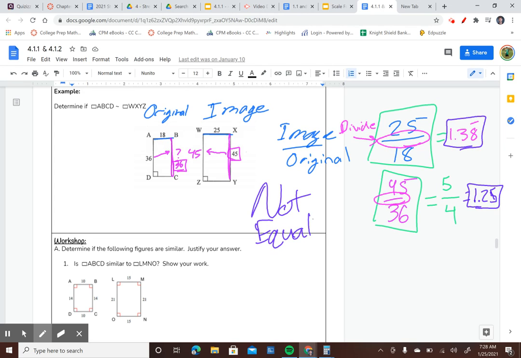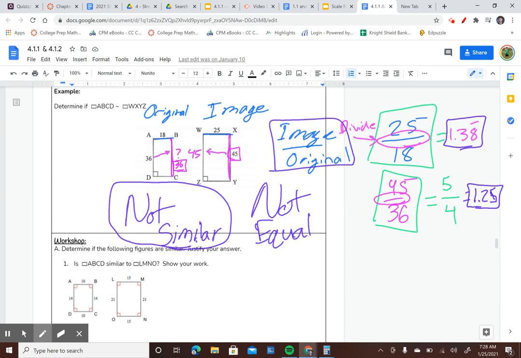And when they're not equal, then that means that these two rectangles are not similar. Because remember, they have to have ratios of their side lengths, right? Image over original, that have the same reduced ratio here. So like 1.38 is not equivalent to 1.25, therefore they're not the same ratio.